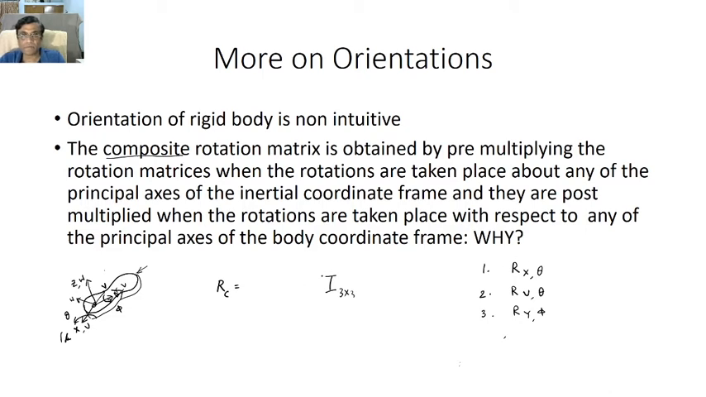So initially I need to make an identity matrix, that I have done, and then whether to pre-multiply or post-multiply will depend on this. So the rotation has taken place about the x-axis of the inertial coordinate frame. So this matrix will be pre-multiplied. Okay. And you know the nature of this matrix. So here it will be. Okay. Then the another operation, x-axis of the body coordinate frame by an amount theta. So where will it go? Here.